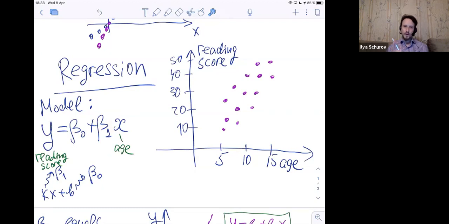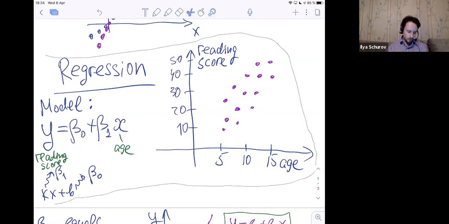So our idea is the following. We have the data, and we want to find these numbers, B0 and B1, such that this model corresponds to our data in the best possible way. Let me copy this part.